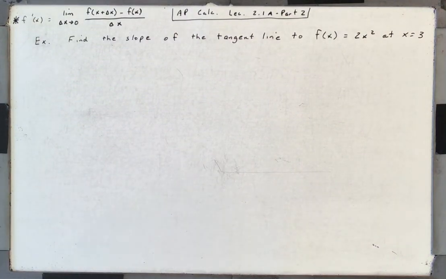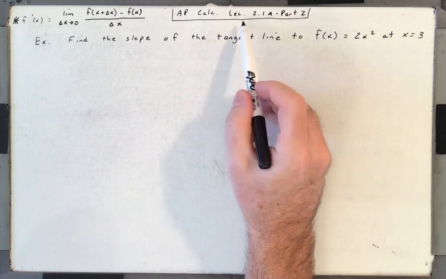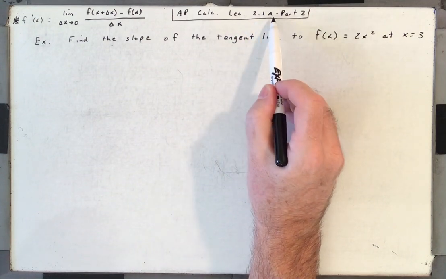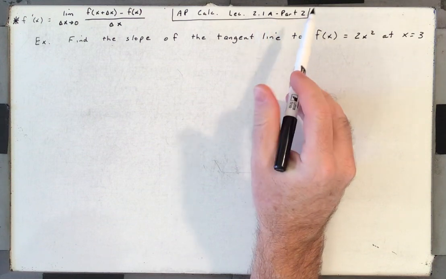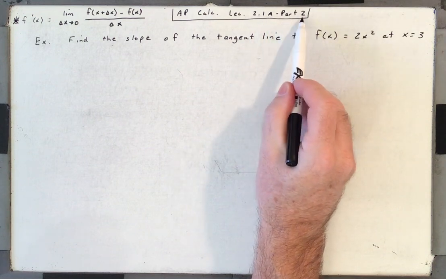Hey there. All right. This is AP Calculus Lecture 2.1a. So we're in section 2.1 of the book, and this is part 2 of the lecture.